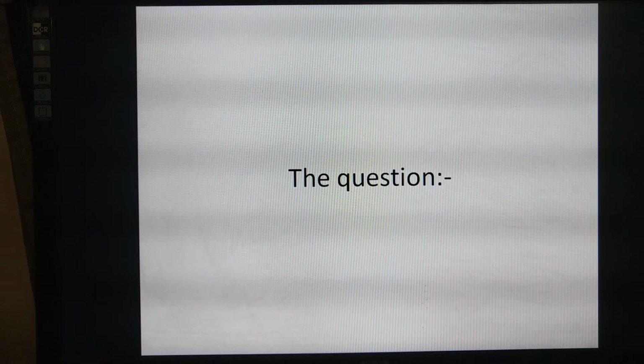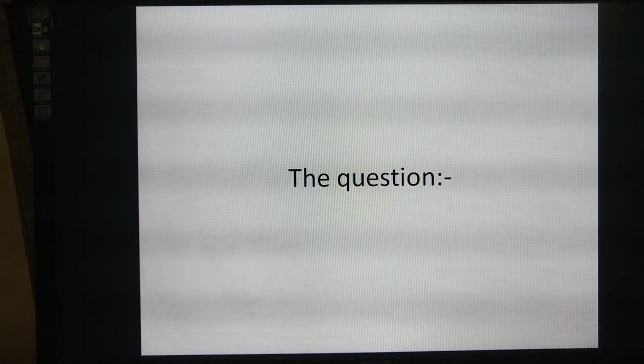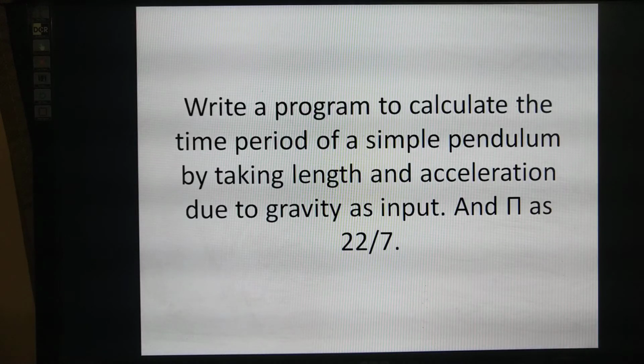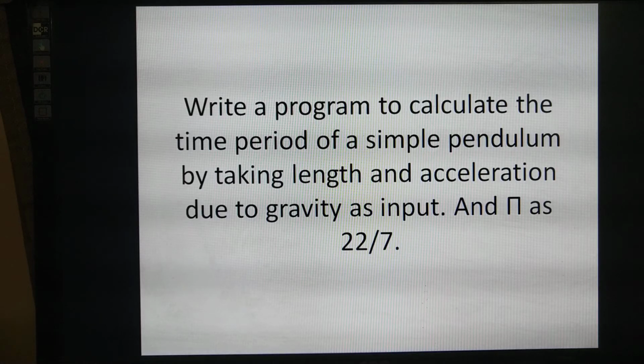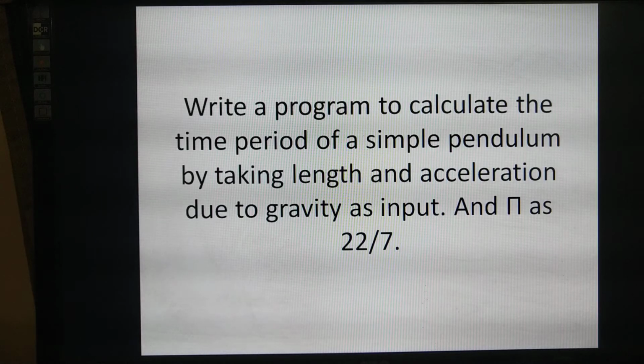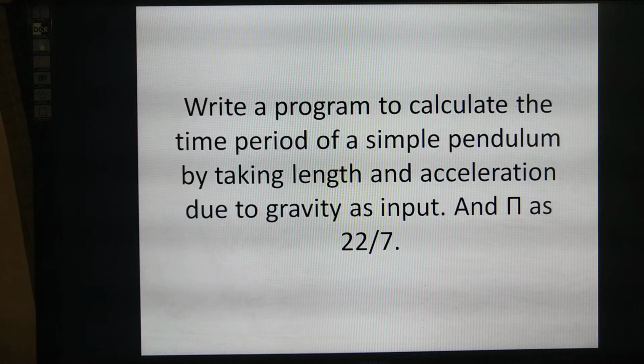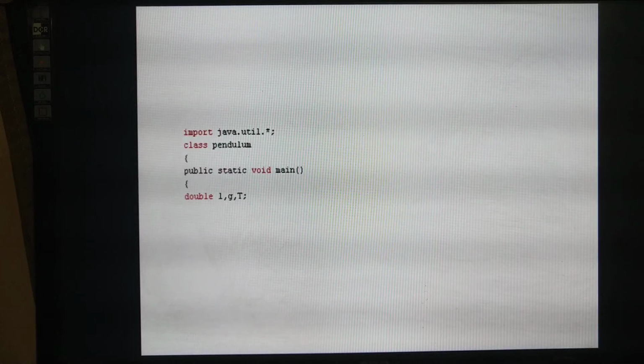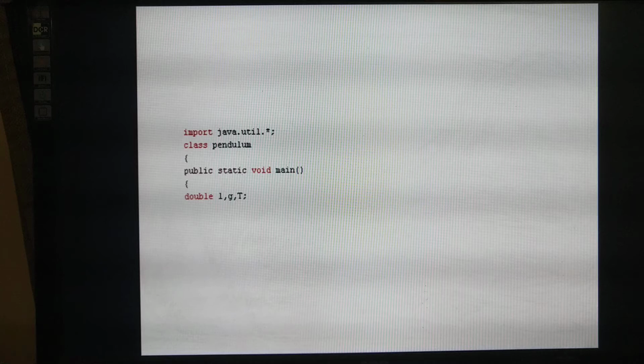So the question for today's program is: write a program to calculate the time period of a simple pendulum, by taking the length and acceleration due to gravity as input and pi as 22 by 7. Now this is the first part of the program.